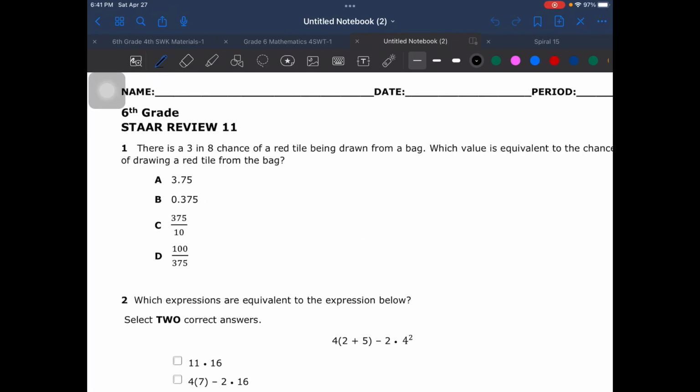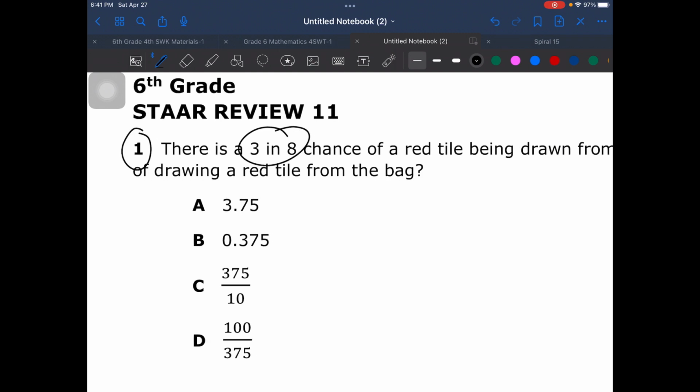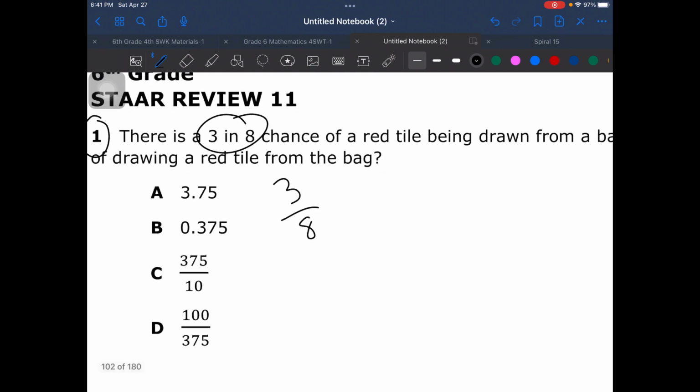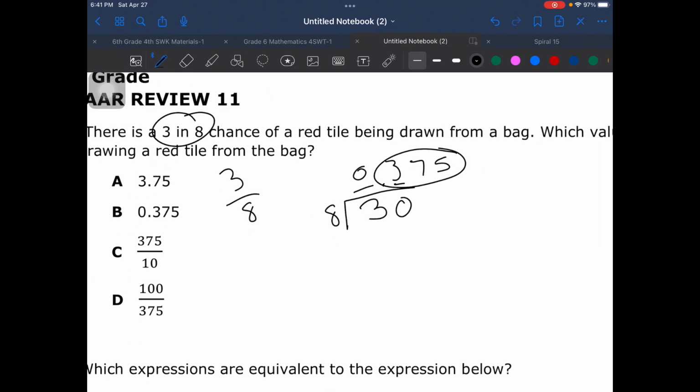Chicos, este es STAAR Review 11. La número 1 tiene 3/8. Y esta fracción, first thing you should do would be divide. And if you do divide, you should get 375 thousandths. And the correct answer choice would be B.